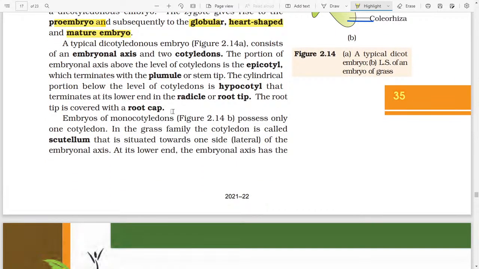A typical dicotyledonous embryo consists of an embryonal axis and two cotyledons. The portion of the embryonal axis above the level of the cotyledons is the epicotyl, which terminates with the plumule or stem tip. The cylindrical portion below the level of the cotyledons is known as the hypocotyl, which terminates at its lower end in the radicle and root tip. The root tip is covered with a root cap.